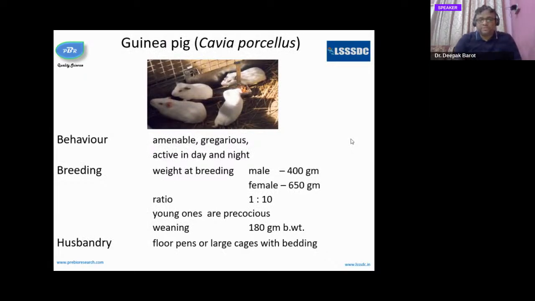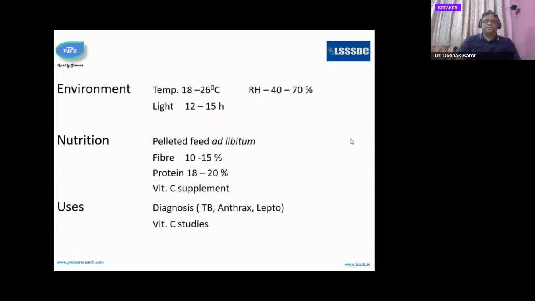Guinea pig is also another widely used laboratory species. Again, weight at the breeding is around 400 grams, female would be 650 grams. 1 to 10 ratio is what we keep. Weaning weight is 180, and floor, or you can have large cages with a bedding material, and you can keep more number of pigs in that. There you have more liberty with the temperature, from 18 to 26 degrees. Relative humidity and light cycles are the same.